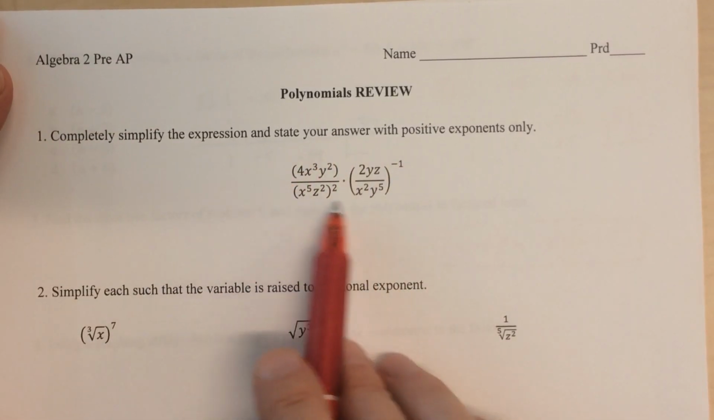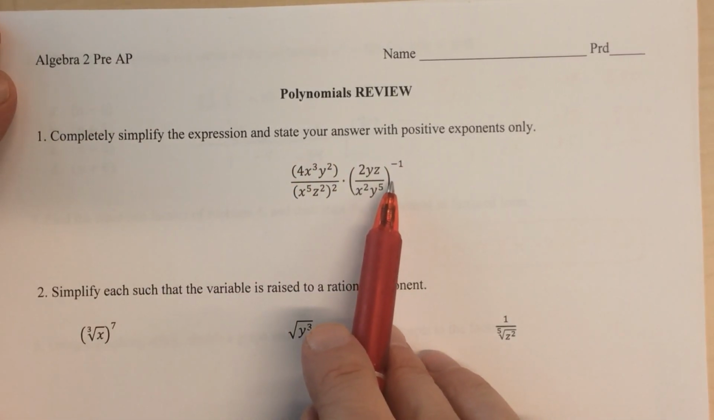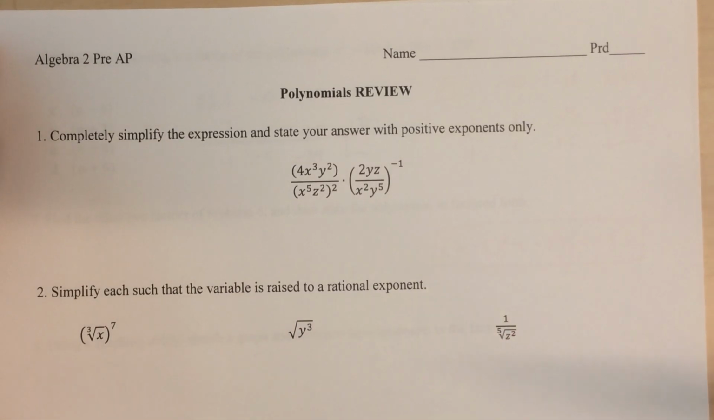All right, for a problem like this, really what we're trying to test you on here is your use of the product rule, the quotient rule, the power rule, and then also looking at negative exponents. Oh, and one called the zero rule, or zero exponent rule.